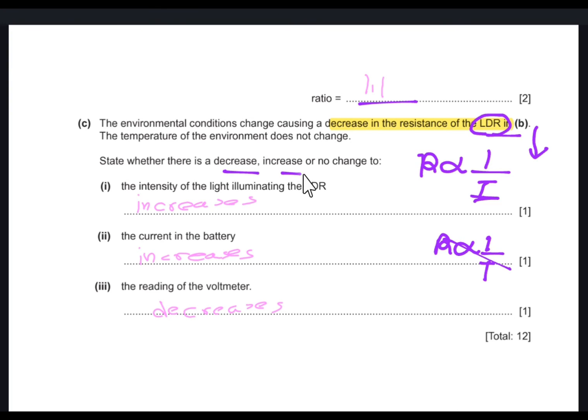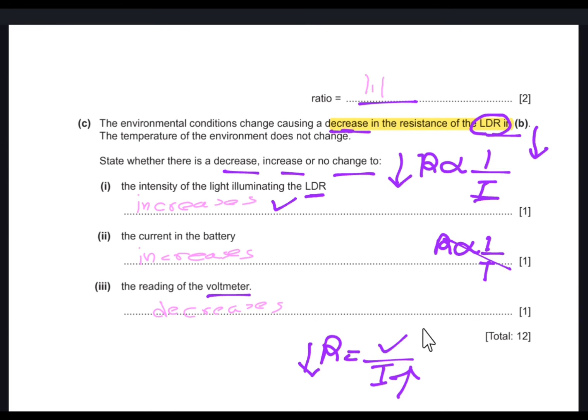State whether there is a decrease, increase or no change to the light intensity illuminating the LDR. Since the resistance decreases, the light intensity increases. Also, we know that resistance is equal to voltage by current. Since resistance decreases, the current increases, since resistance is inversely proportional to current. Reading on the voltmeter: resistance is directly proportional to voltage, so as resistance decreases, as given in the question, the voltage also decreases.